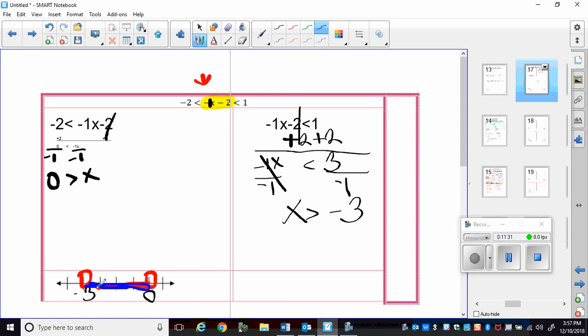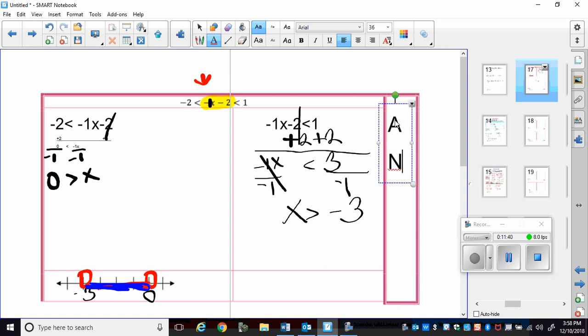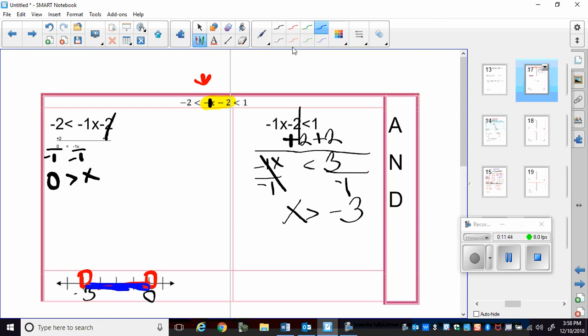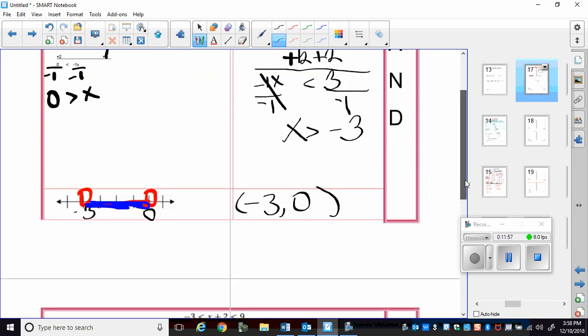So here, this is an and statement. So we kind of work backwards a little bit. I thought it was going to create a statement that was different than what was there, but it's an and statement. And what it looks like, interval notation wise, it's going to have parentheses, -3, comma, 0, parentheses. And that's it. That's all she wrote.